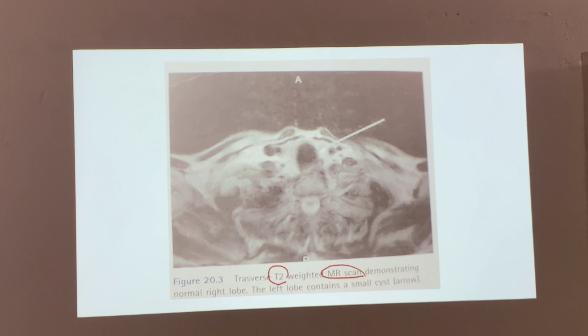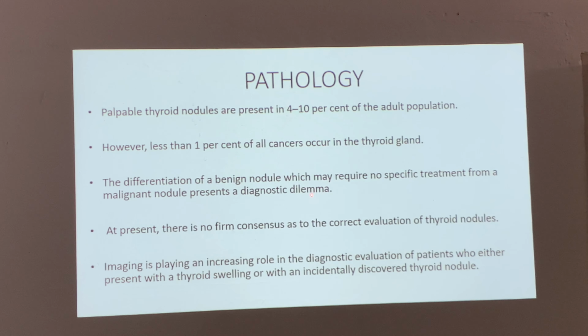Pathology. Palpable thyroid nodules are present in 4 to 10% of the adult population. However, less than 1% of all cancers occur in the thyroid gland. The differentiation of a benign nodule, which may require no specific treatment, from a malignant nodule presents a diagnostic dilemma. At present, there is no firm consensus as to the correct evaluation of thyroid nodules. Imaging is playing an increasing role in the diagnostic evaluation of patients who either present with a thyroid swelling or with an incidentally discovered thyroid nodule.